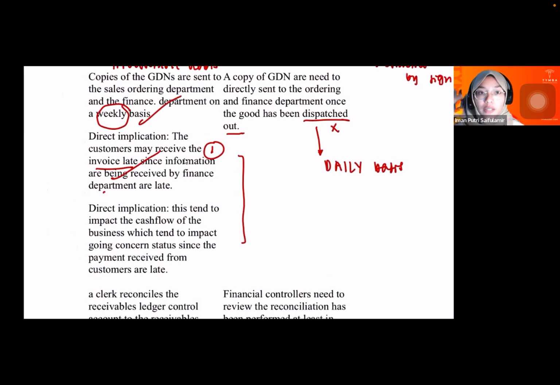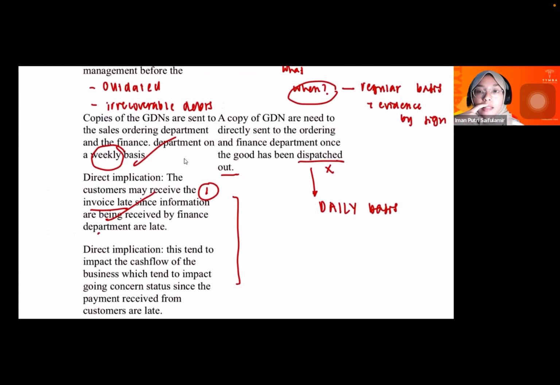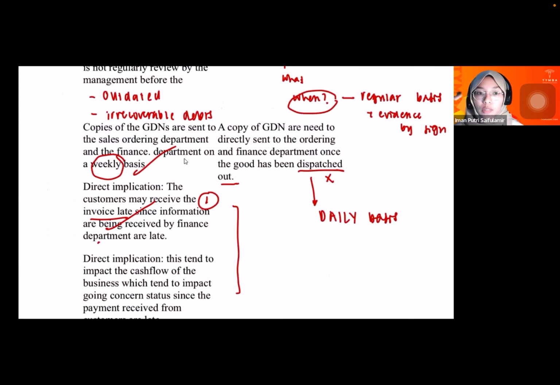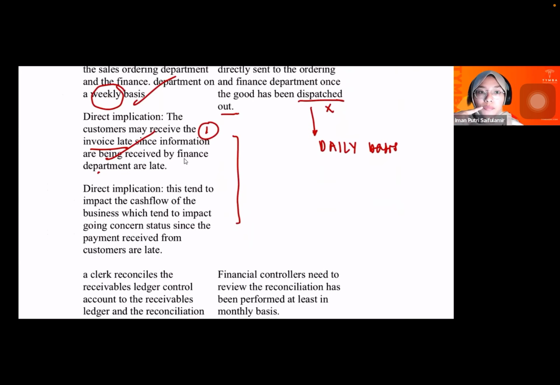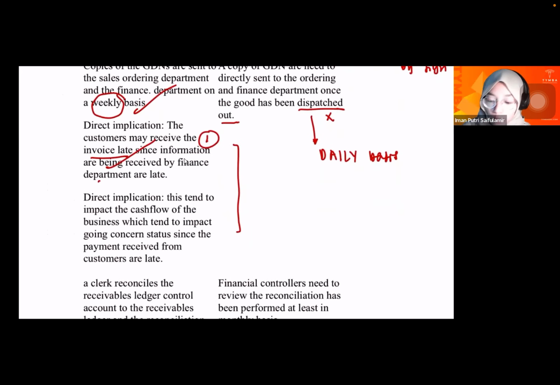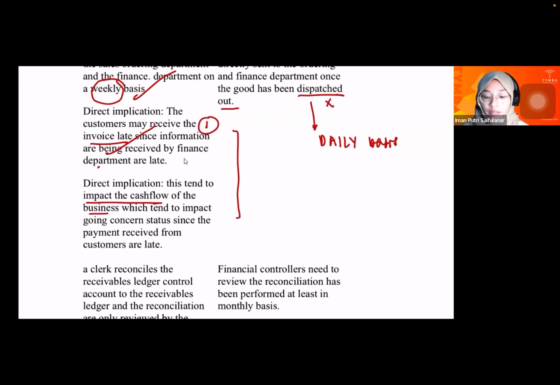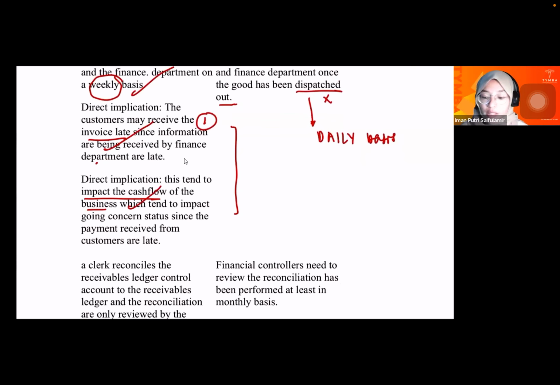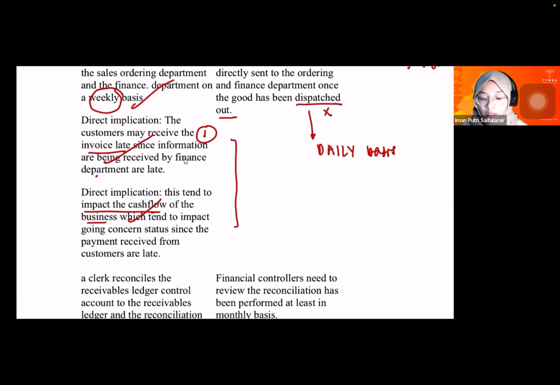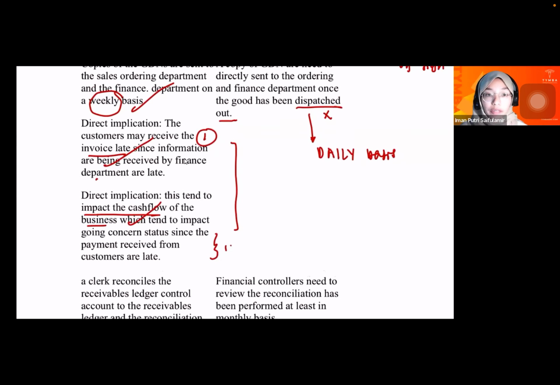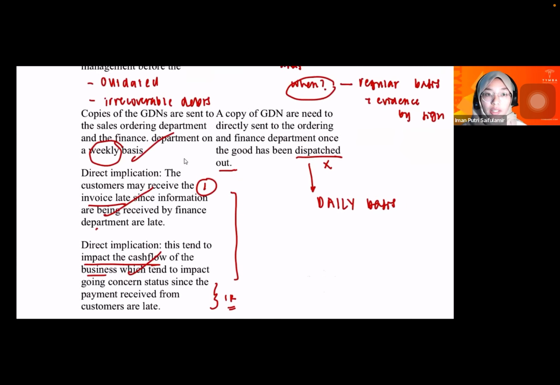Okay, another issue right now is that we have the tendency to talk about the business risk. So we can talk about how we are impacting the cash flow, but I think that you are confused between audit risk and the internal control risk. Because right now, your answer here sounds a lot like audit risk. Okay, you can say that this will impact the cash flow of the business. This is acceptable, which tend to impact the going concern status. This is a little bit irrelevant to the case right now.